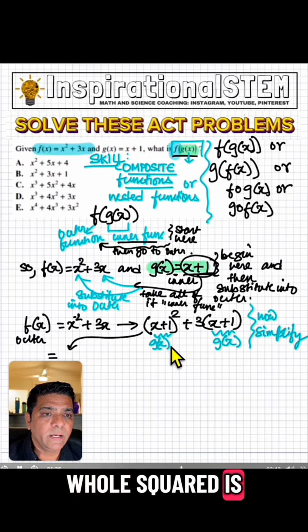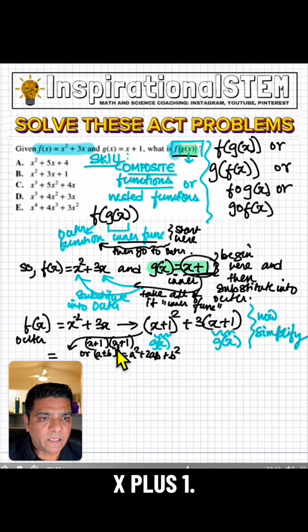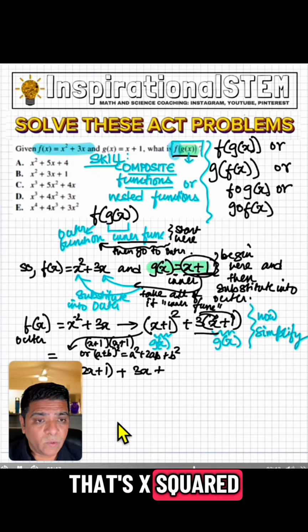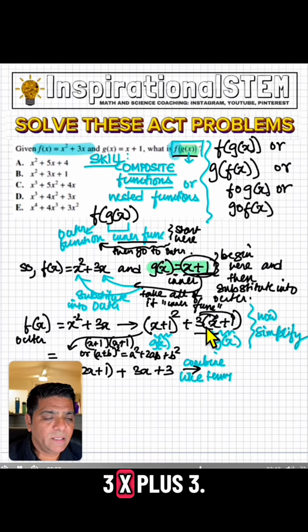So x plus 1 whole squared is x squared plus 2x plus 1. That's a perfect square trinomial. Or you can just write x plus 1 times x plus 1. That would be x squared plus x plus x plus 1, that's x squared plus 2x plus 1. And then here we have 3, this gets distributed: 3x plus 3.